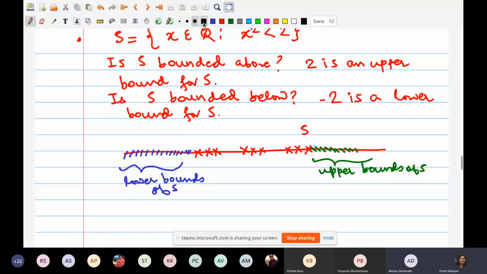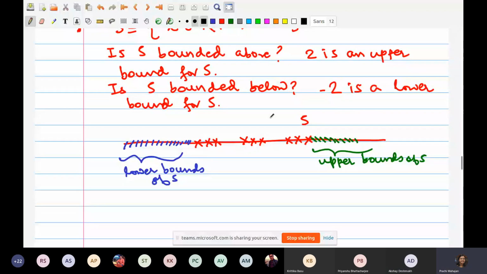Now, what am I going to do next? In the set of these upper bounds of S, I am going to single out the least element. Makes sense to everybody? I am going to isolate the least upper bound. So in the set of upper bounds of S, I'm going to talk about the least element.